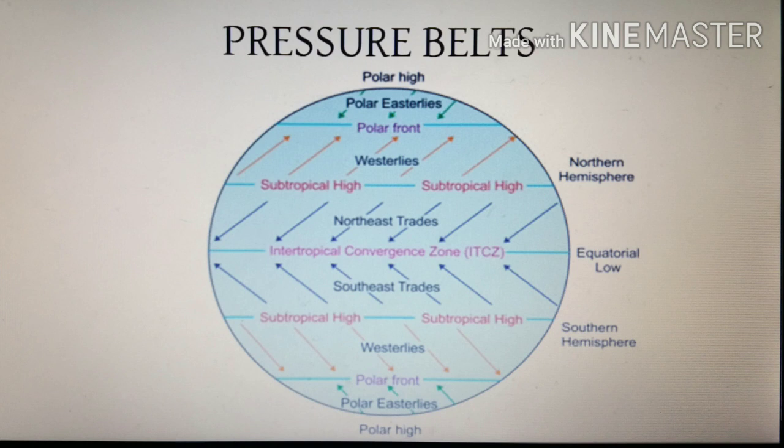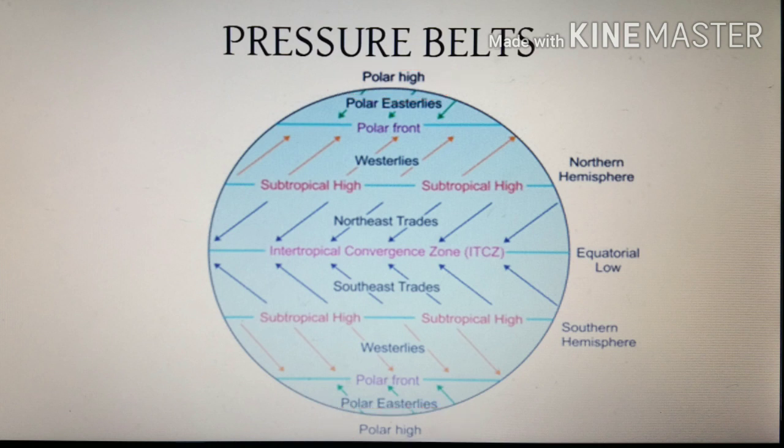And next, coming to the third one, the subpolar low pressure belt, that is 60 degree north to 65 degree north and 60 degree south to 65 degree south. The fourth one, the polar high pressure belt, 85 degree north to 90 degree north and 85 degree south to 90 degree south. This is about the pressure belts, right?